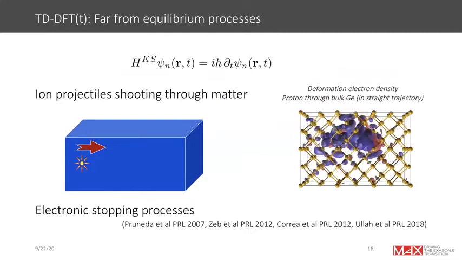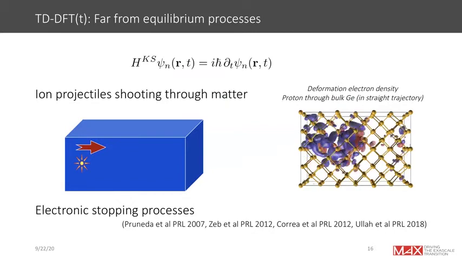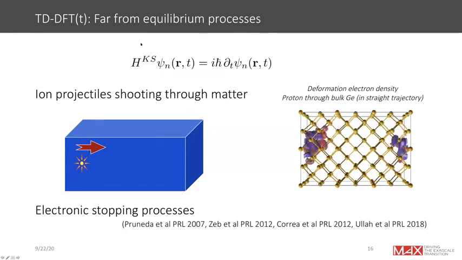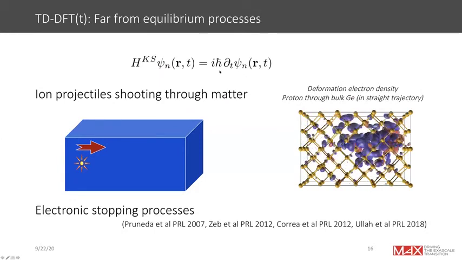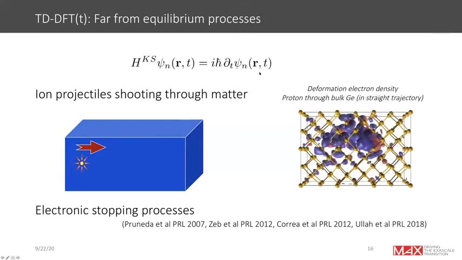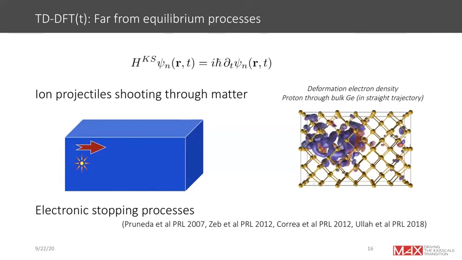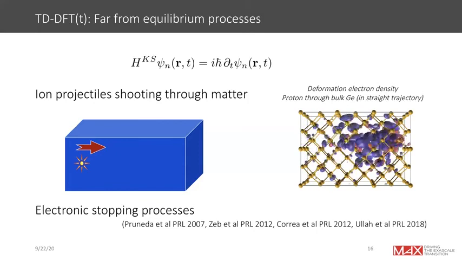So a little bit closer to my own work, we're doing very far from equilibrium simulations using time-dependent DFT, in a similar way that you would do the time-dependent Schrödinger equation. That would be the equivalent Kohn-Sham equation, but the time-dependent one. And what we're doing is shooting projectiles through solids, which generate very large energy transfer. So we're not talking about subtle energetics here. We're talking about many electron volts per angstrom along the trajectory.